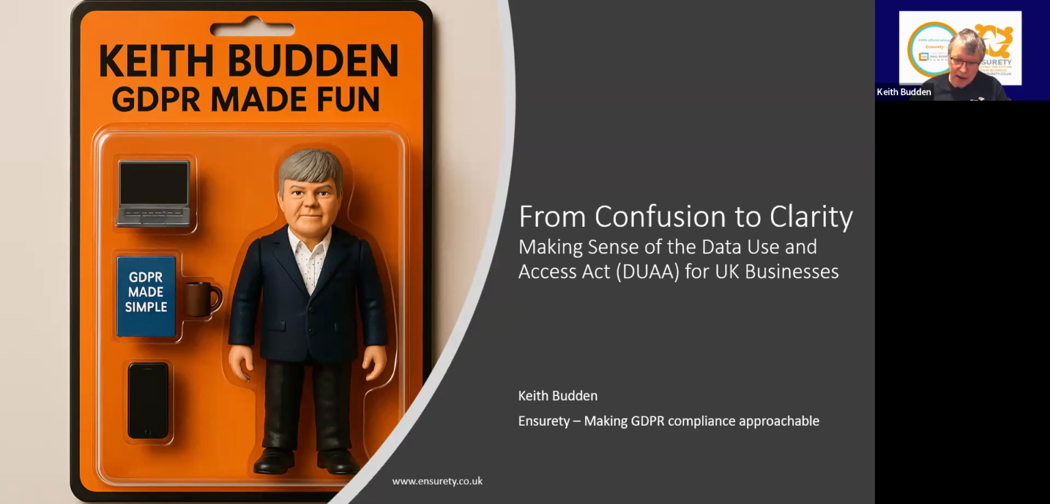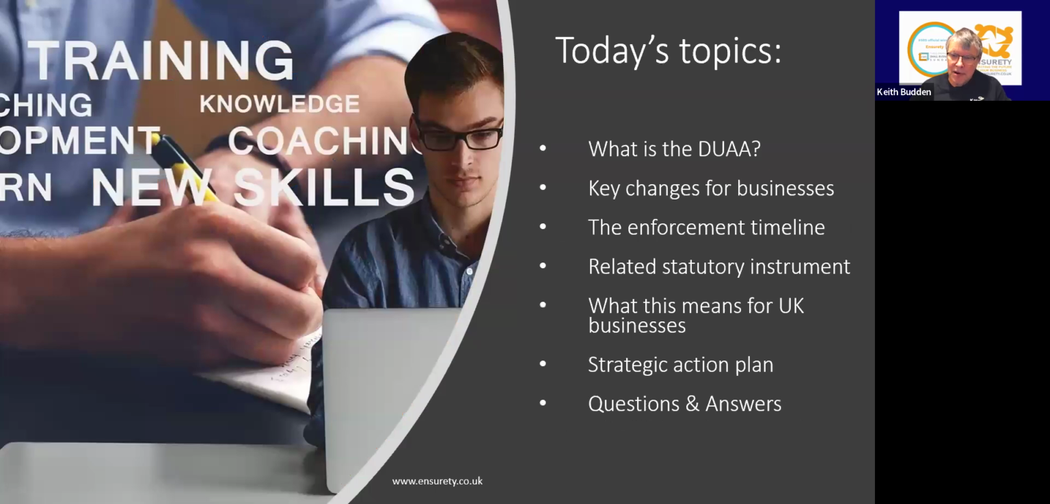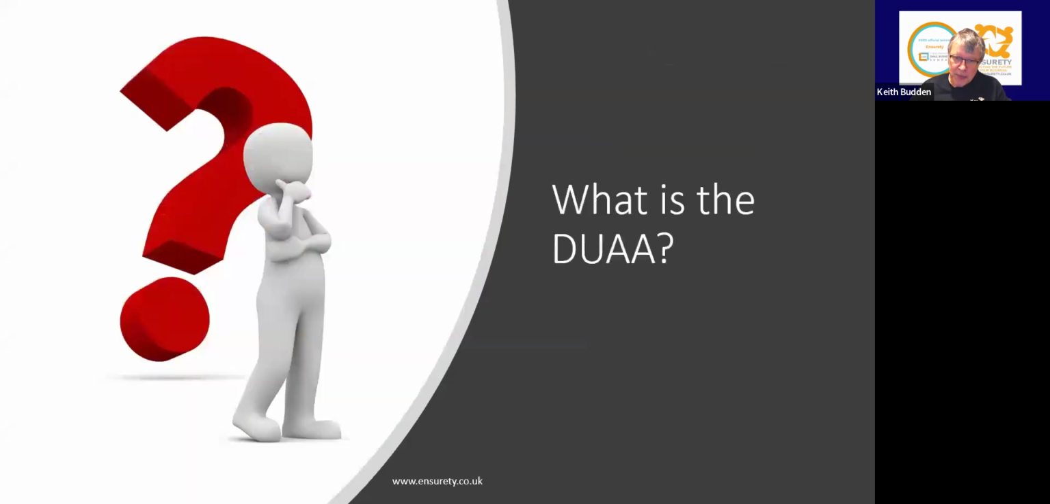So hopefully I can go on to the next slide. What we're going to cover today is what is the Data Use and Access Act, the key changes for business, the enforcement timeline, the related statutory instrument which came out last week, what this means for UK businesses, a strategic action plan, and then we'll have time for some questions and answers at the end.